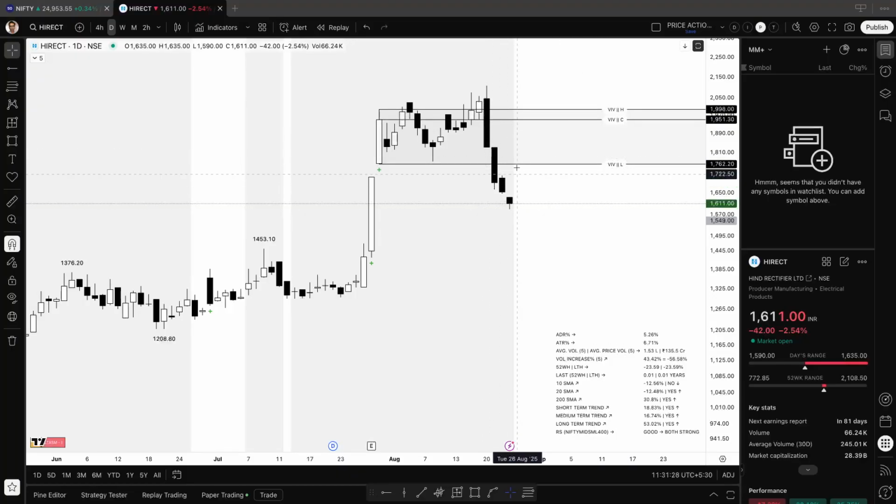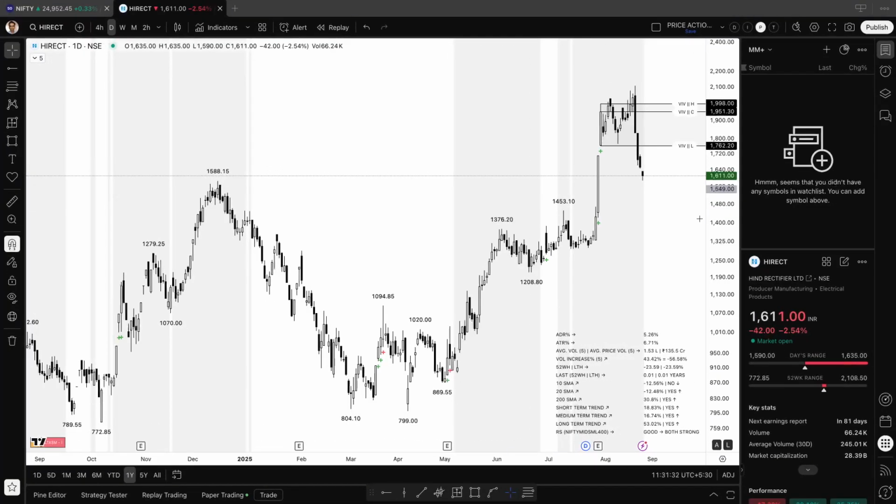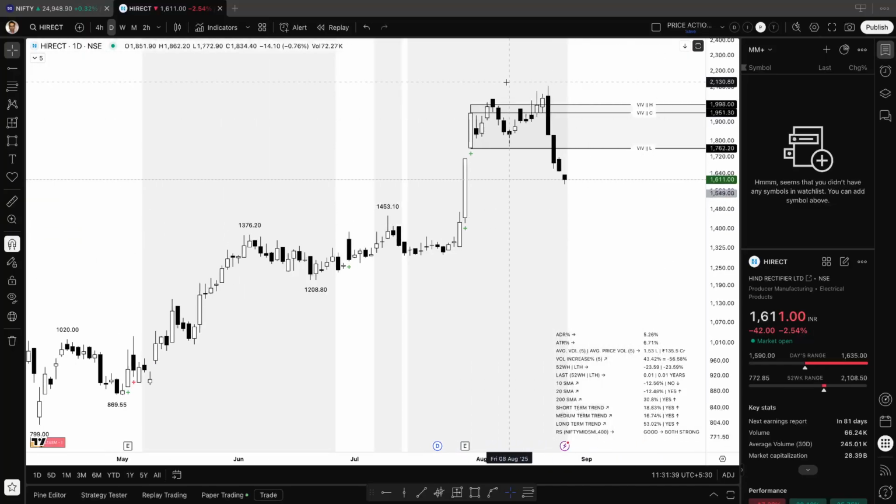This is a very, very negative sign. So if you are a swing trader, or a positional trader, you can take decisions based on these kinds of setups. This stock is not able to sustain above the VIV high, VIV zone. I should think about booking the profits, or I should think about exiting my position.